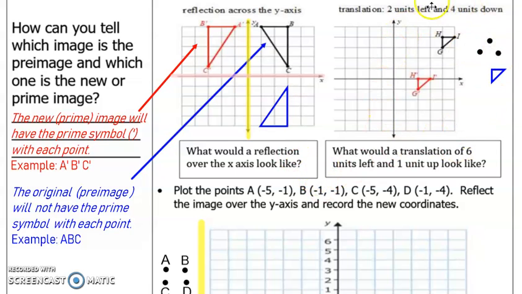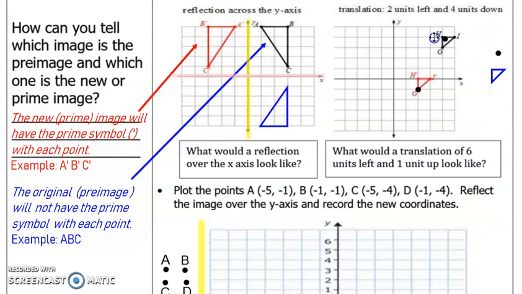Now let's take a look at this picture on the right. It says there was a translation, or a slide, of 2 units left and 4 units down. The original or pre-image in this picture is going to be triangle GHI, and the new or prime image is going to be this red triangle G prime, H prime, I prime. So I should be able to start at point G, and if I go 2 units left and 4 units down, I should end up at point G prime. I'm going to go 2 units left, 1, 2, and 4 units down, 1, 2, 3, 4. And sure enough, I'm now at point G prime.